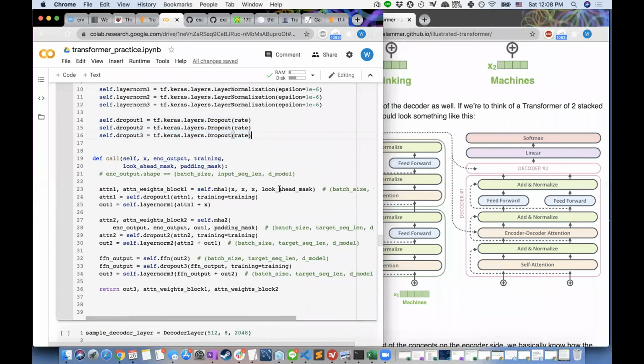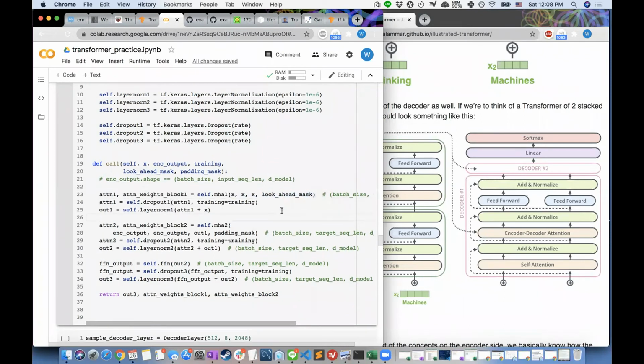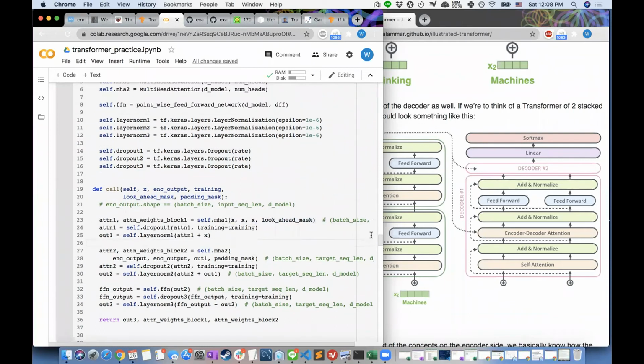Okay, so then we stack them together. This is how we do it. So we do that attention 1, attention weight block, and you pass in the X. Again, that's the same thing. But now instead of just the mask, we're passing in the look ahead mask. Okay, we have 2 types of masking. Remember that.